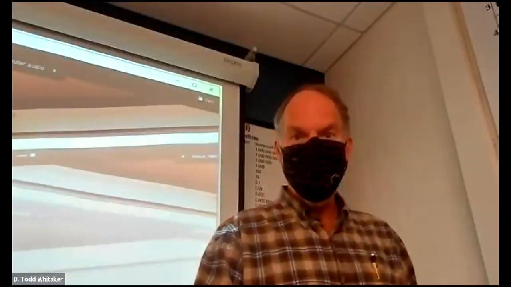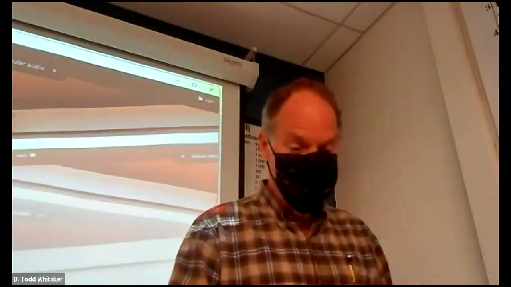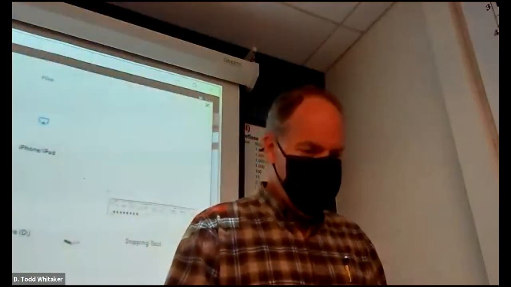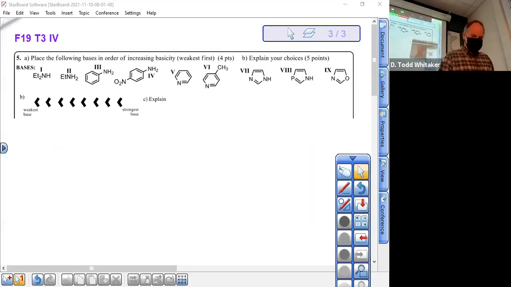We had a request to do fall 19, put these bases in order question. And here it is. Fall 19, test 3, part 4, put these bases in order. The alkyl bases are the best, this one with just normal carbon groups. It looks like the first two are alkyl groups.